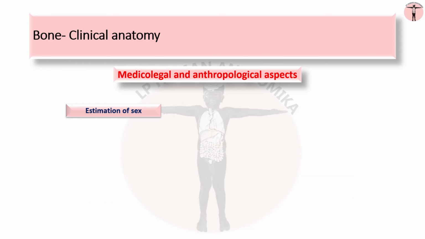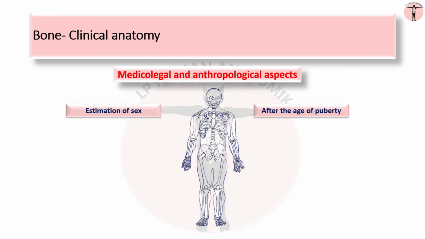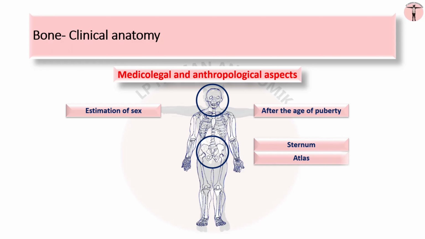Estimation of sex. Gender can be determined after the age of puberty. Gender differences are best marked in the pelvis and skull, and accurate determination of gender can be done in over 90% of cases with either pelvis or skull alone. However, sexual dimorphism has been worked out in a number of other bones like sternum, atlas, and most of the limb bones.